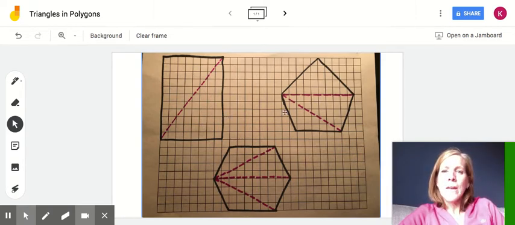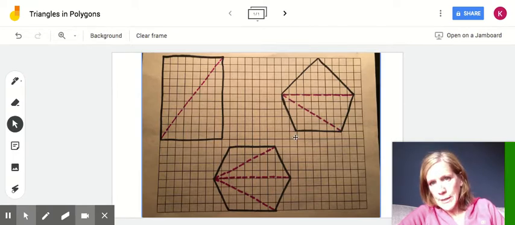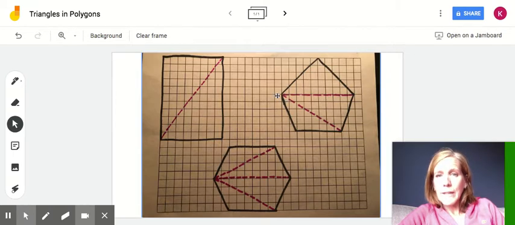Okay. Now let's take a look at this polygon. 1, 2, 3, 4, 5 sides. I'm going to go from one corner, one vertice, and I'm going to draw a line to every other vertice. Well, that's just that side, right? Here we go. Boom, to this corner. Boom, down here to this corner. And then this would just be that side, correct? Okay, so if I start at one corner and I draw lines to every other corner, I'm going to come up with 3 triangles.